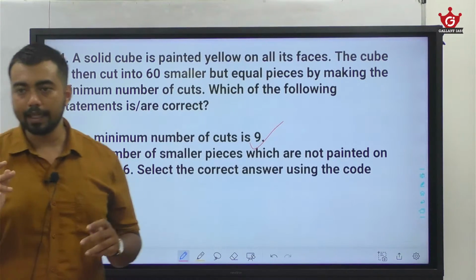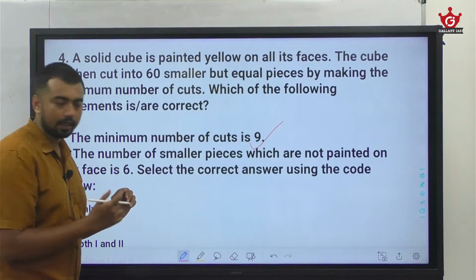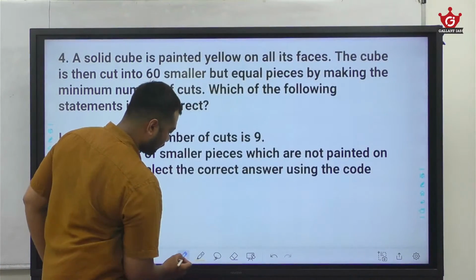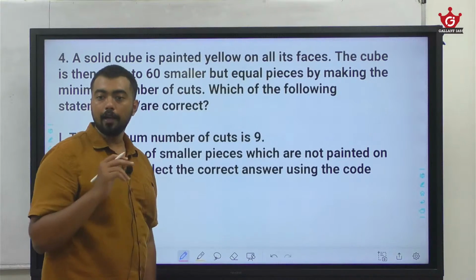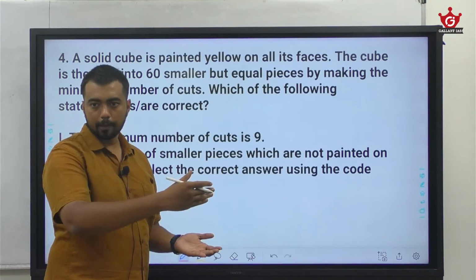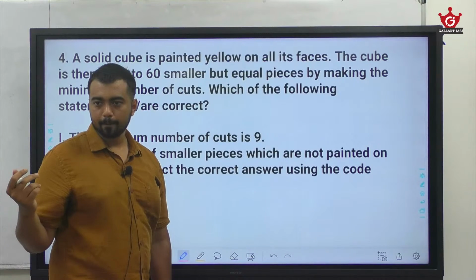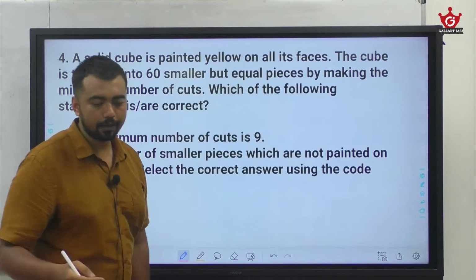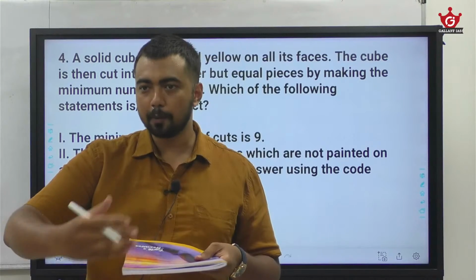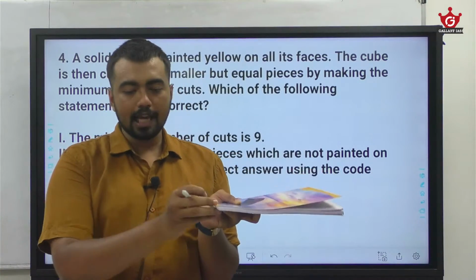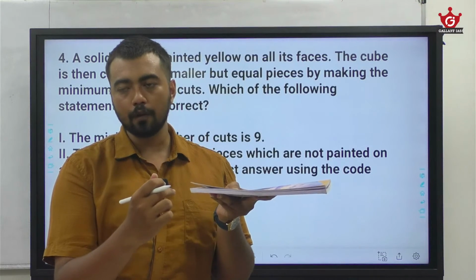So again there is a formula to find those cubes where there is no color at all. Let's write that down. In case of a cuboid, a solid cube, when this is cut into smaller pieces, not all faces will be painted. Why? Because when we cut a book, imagine I painted this whole book and then I cut it into 60 smaller pieces. One piece will only be as big as this, so it won't get all of its faces painted.